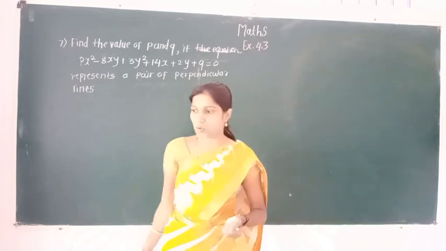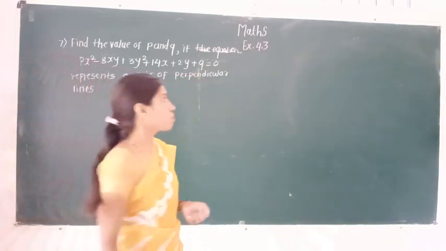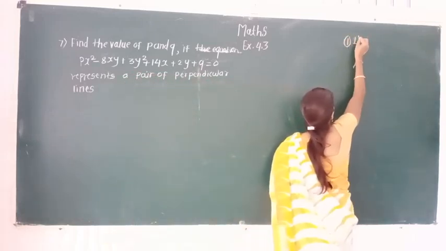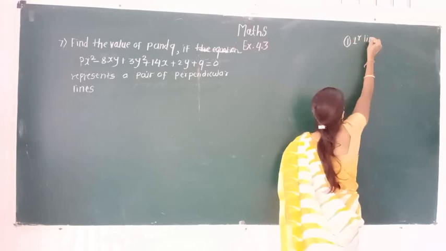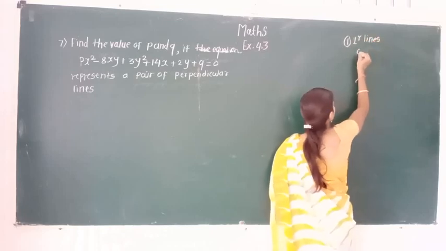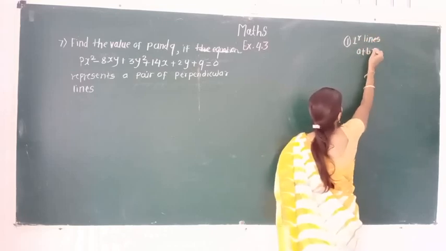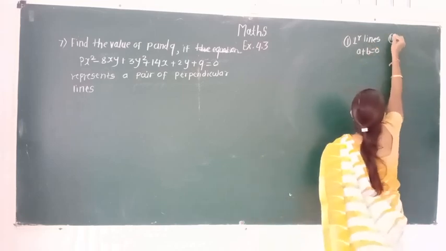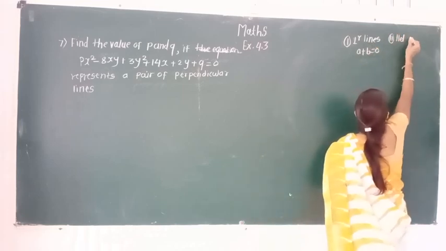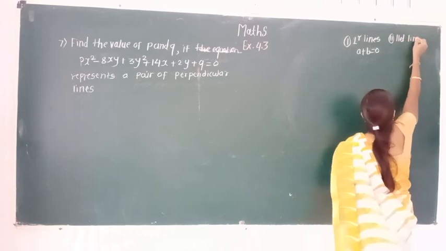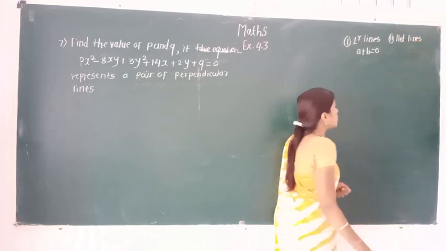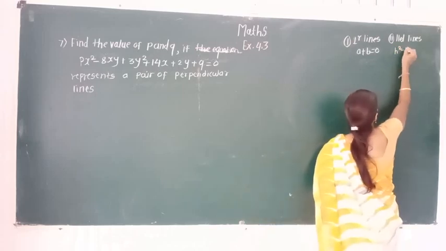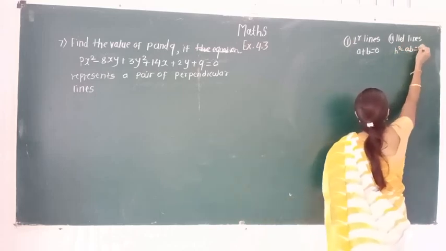We know the condition for the equation to represent perpendicular lines is a plus b is equal to 0, and if the equation represents parallel lines, in that case the given equation satisfies the condition h square minus ab is equal to 0.